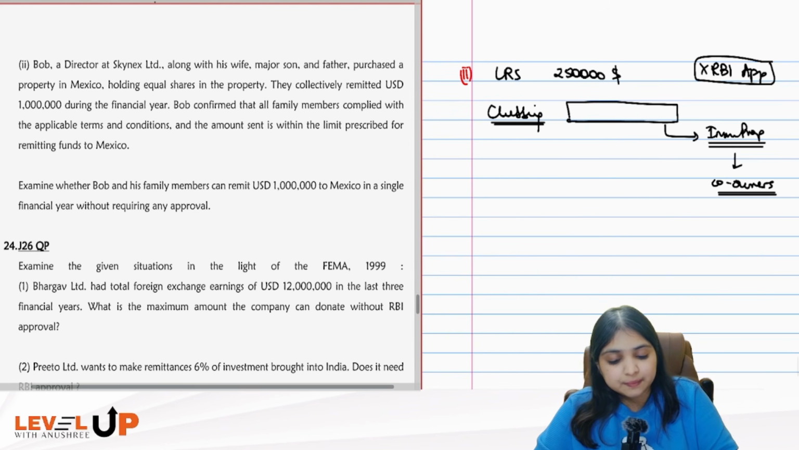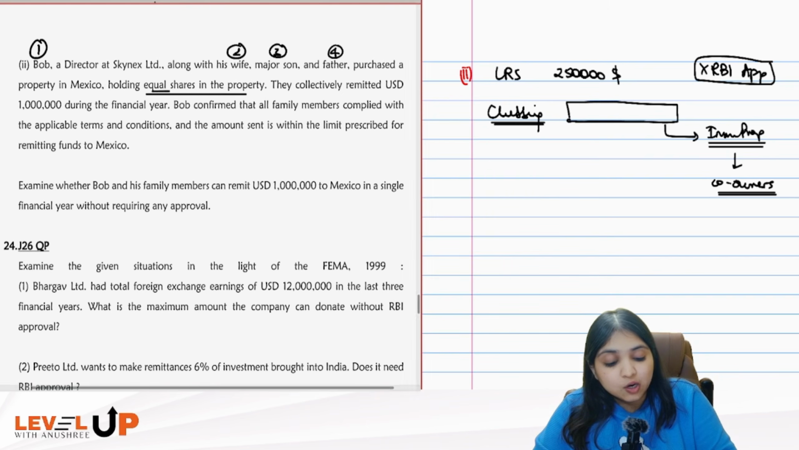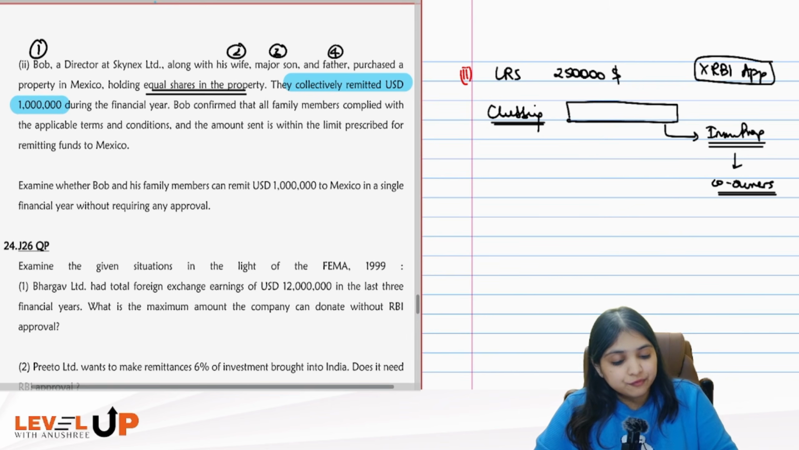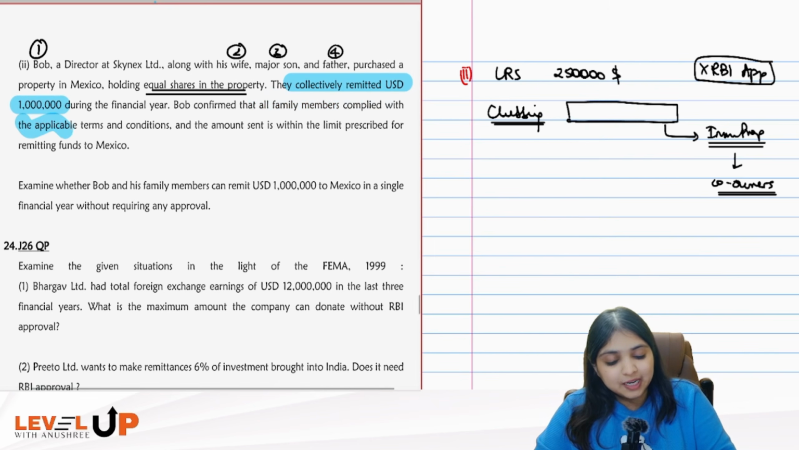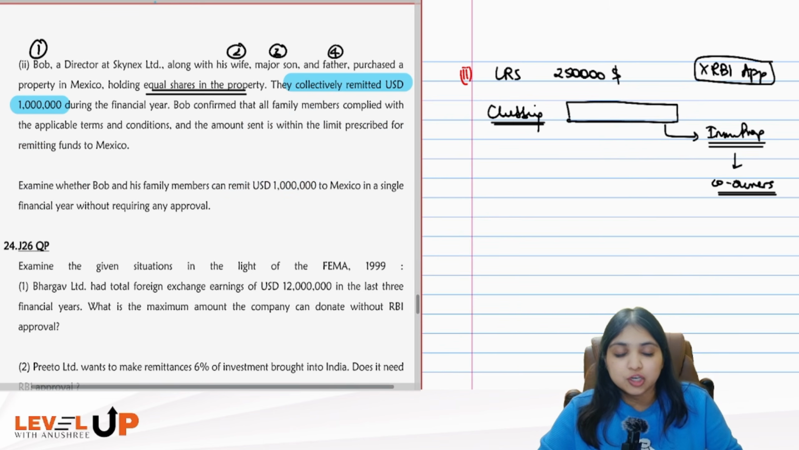Now have a look at the question. The question says, Bob, a director at Skynex Limited, along with his wife. So Bob, his wife, his major son, and his father, 4 people, purchased a property in Mexico holding equal shares in the property. They collectively remitted $1 million during the financial year. Bob confirmed all family members complied with the applicable terms and conditions, and amount sent is within the limit prescribed for remitting funds to Mexico.